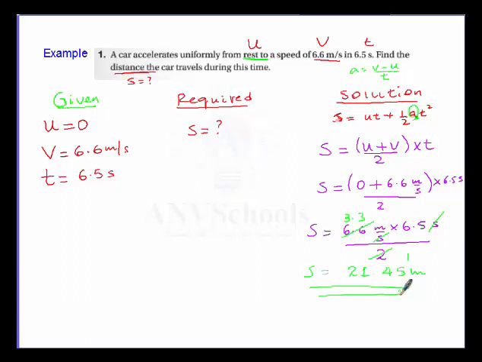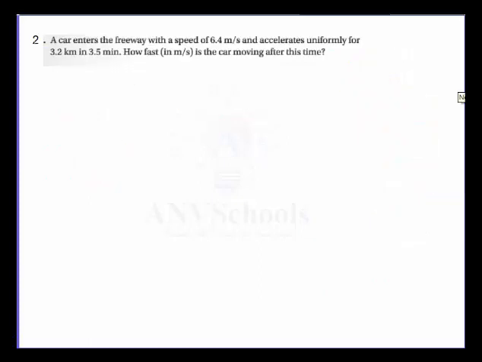Now let's move on to the next example. A car enters a freeway with a speed of 6.4 meters per second and accelerates uniformly for 3.2 kilometers, this is the distance s, in 3.5 minutes, this is t. The car enters the freeway at this speed, so that's the initial speed u. We want to find how fast, that is the final velocity v, and the answer has to be expressed in meters per second.